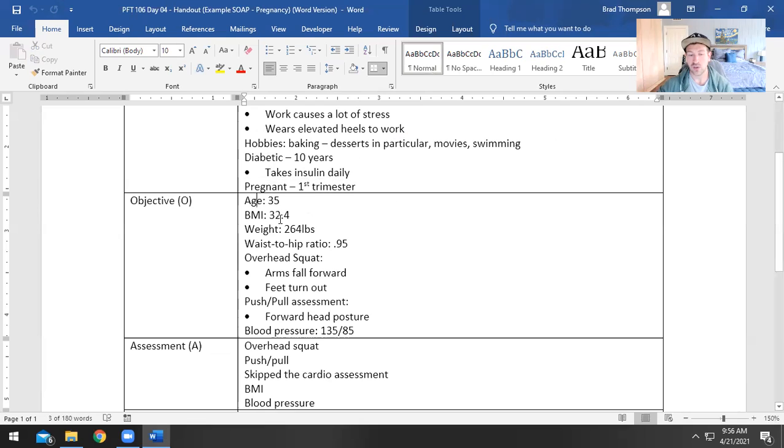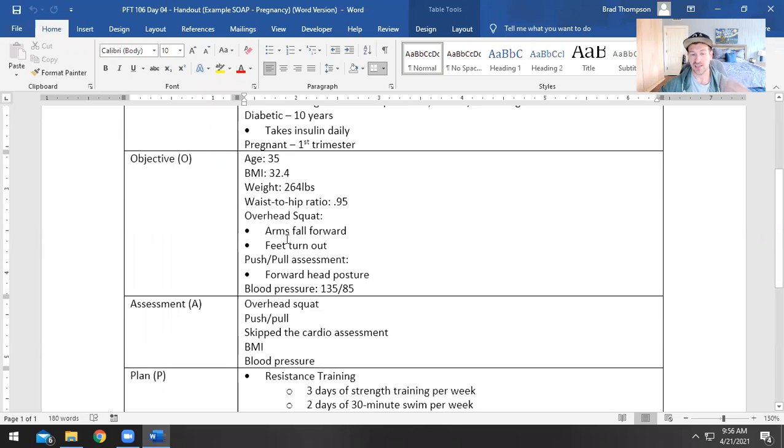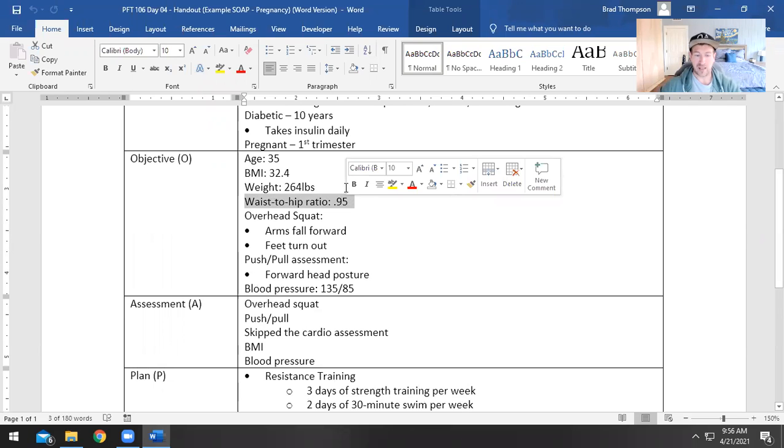So she's 35 years old. Her BMI is 32.4. So that puts us into the obese category. She weighs 264 pounds. I didn't put height up here. Why didn't I put height up here? We should have height up here. One thing you'll notice, one objective assessment that we also decided to do is the waist to hip ratio. Now that is a really great assessment for measuring abdominal obesity.